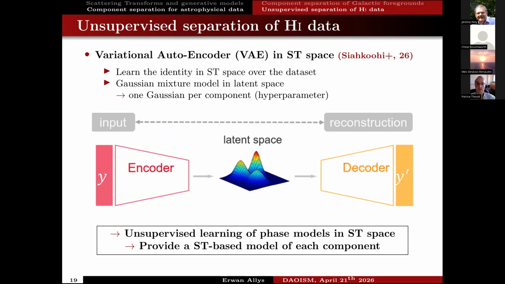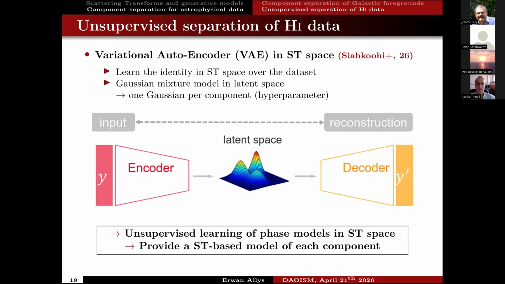The variational autoencoder has an input layer and an output layer. Here it will be scattering statistics, which means that for each map, you put in scattering statistics as input and you recover scattering statistics as output. You have an encoder that projects the data into a lower dimensional space, dimension 32 here, and then a decoder that goes from this lower dimensional latent space to the output layer. And here what we want is for the variational autoencoder to learn the identity on the entire dataset, which means that if I give a map as input, I should get the same map as output.